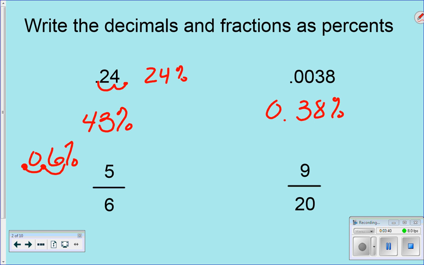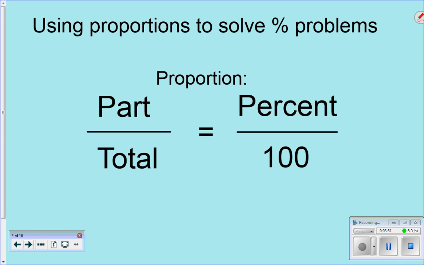Okay, we're going to touch a little bit more on this tomorrow. So this really has nothing to do with today, but I just wanted to get you back into the swing of decimals and fractions and percents. We'll talk about this more tomorrow. Today, what we're talking about is proportion.